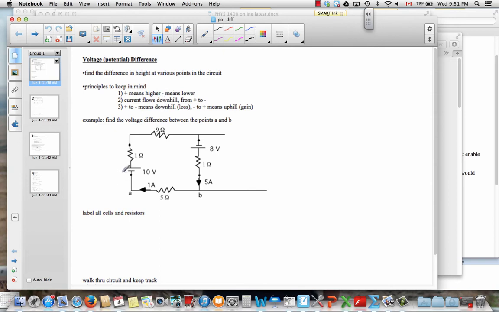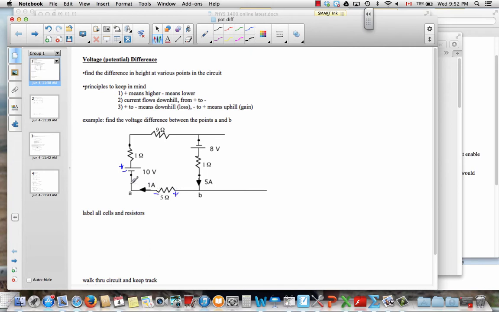So for instance, on a cell, this terminal here, the negative terminal, will automatically be lower potential. So this is a 10 volt difference between these two. This is the lower side, this is the higher side. Now current, just like water in nature, flows downhill from positive to negative. So the fact that there's 1 amp of current flow in this direction through this resistor means this end is uphill and this is down.